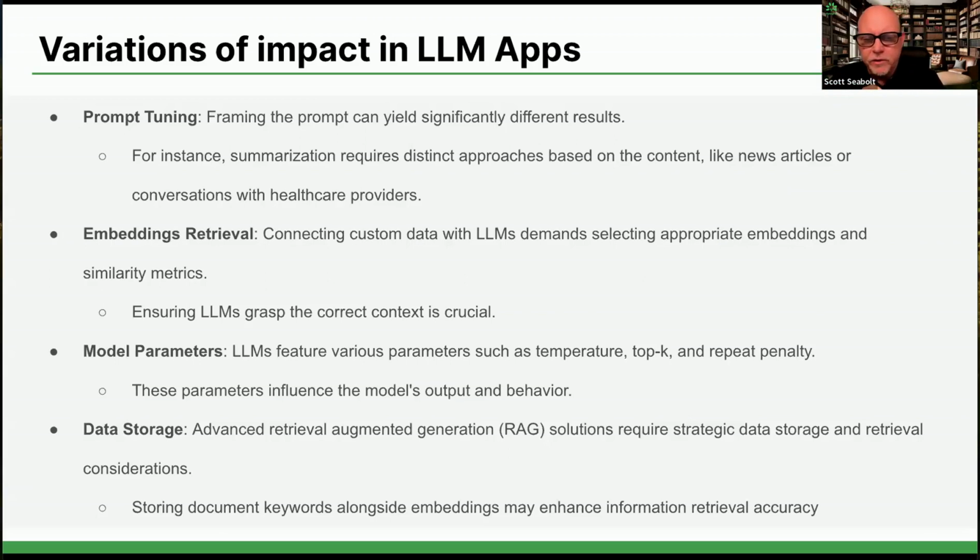And then we have model parameters. LLMs can operate with a set of parameters that can be tuned to alter their behavior. Parameters like temperature control the randomness of the output. Top K determines the number of high probability vocabulary tokens to consider for each step. And repeat penalty prevents the model from repeating the same lines. So adjusting these parameters can help tailor the LLM responses, to make them more conservative or more creative, depending on the desired application.